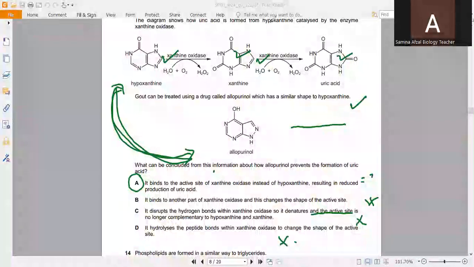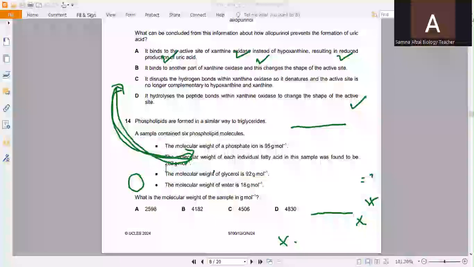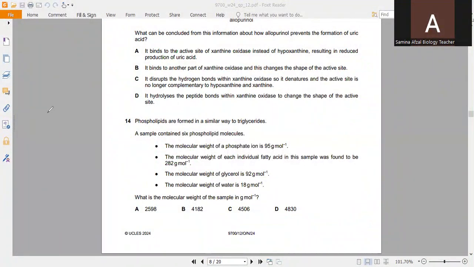Now we are moving towards the next question. Question number 14. Phospholipids are formed in a similar way to triglycerides. A sample contains 6 phospholipid molecules. The molecular weight of a phosphate ion is 95 grams. The molecular weight of each individual fatty acid in this sample was found to be 282 grams.